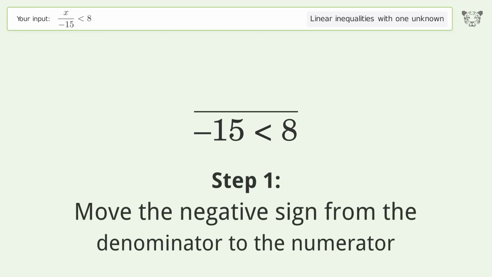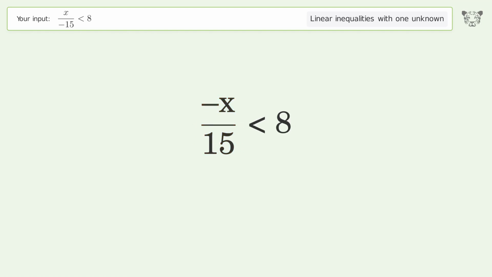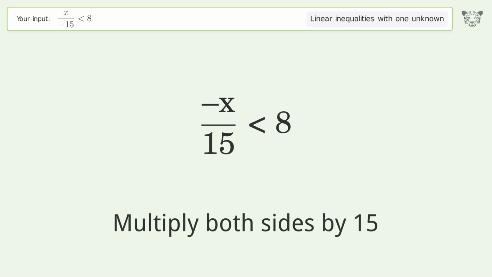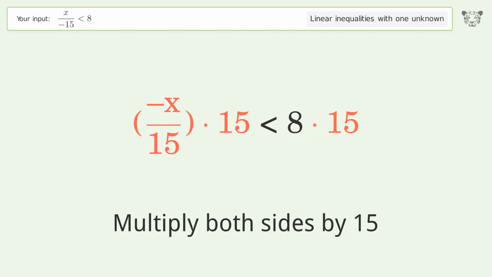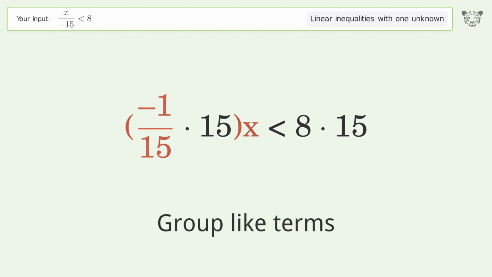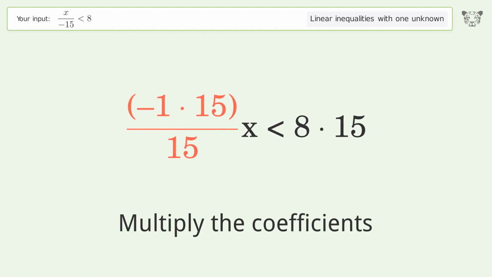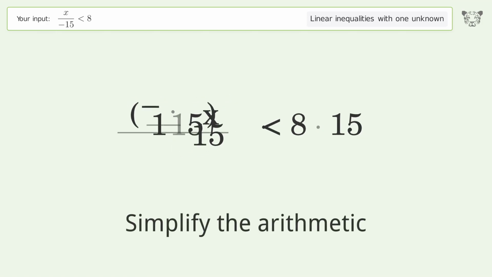Move the negative sign from the denominator to the numerator. Isolate the x. Multiply both sides by 15. Group like terms. Multiply the coefficients. Simplify the arithmetic.